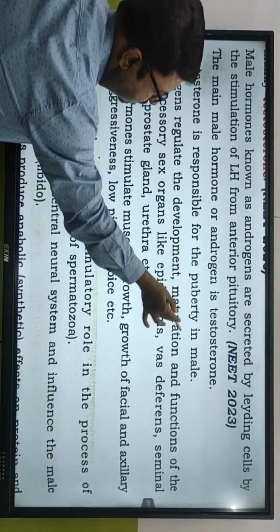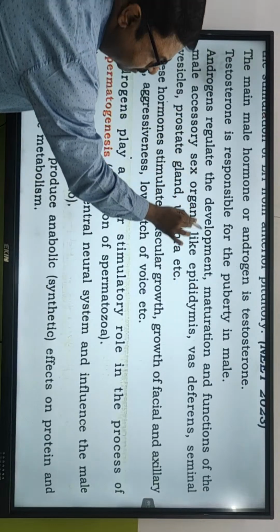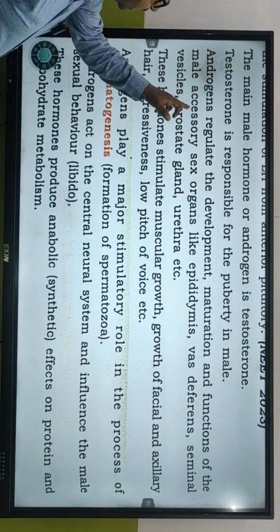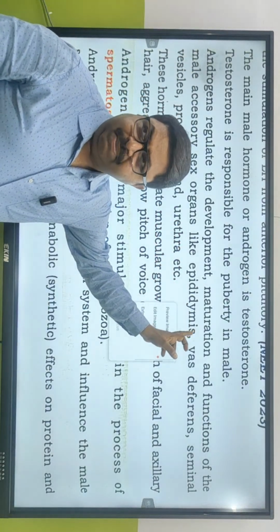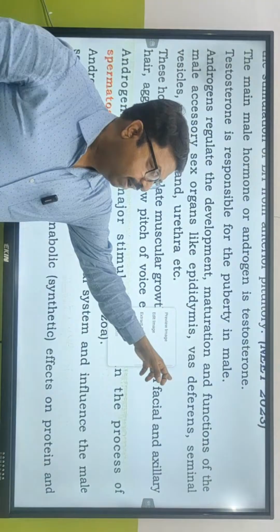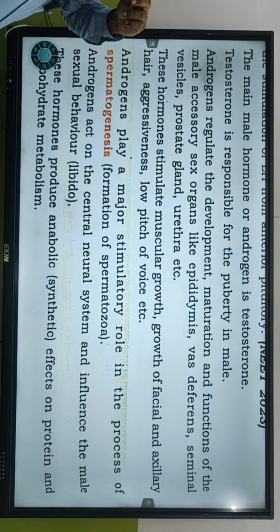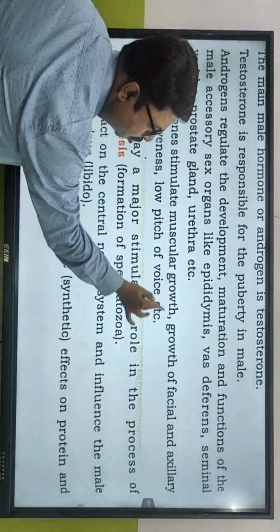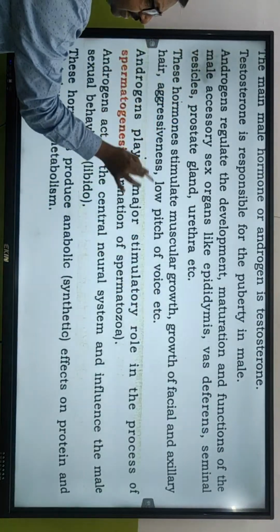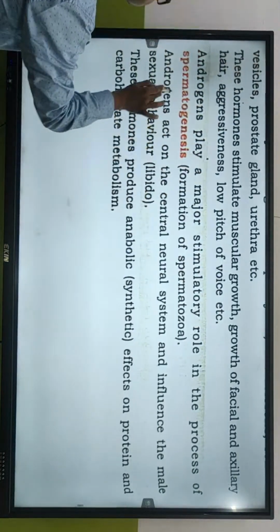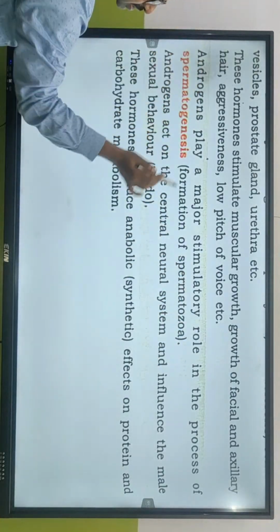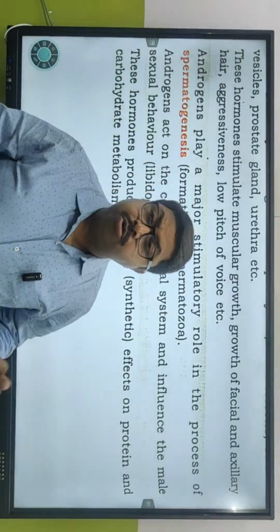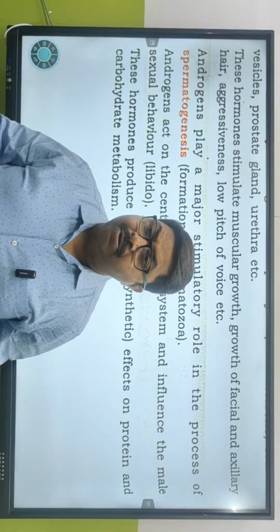Testosterone is responsible for puberty in males. Androgens regulate the development, maturation and functions of the male accessory sex organs like, what are the names? Accessory sex organs: epididymis, vas deferens, seminal vesicles, prostate gland, urethra. These hormones stimulate muscular growth, facial and axillary hair, aggressiveness, low pitch of voice. Come on, we have just said this. Androgens play a major stimulatory role in the process of spermatogenesis. See? So testosterone helps in spermatogenesis, very, very important.